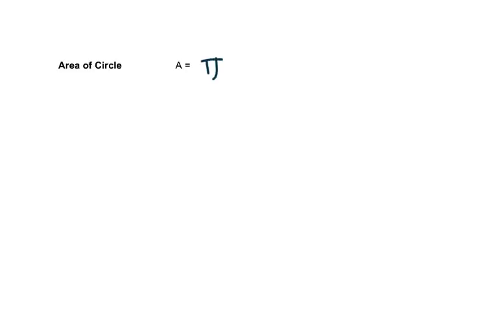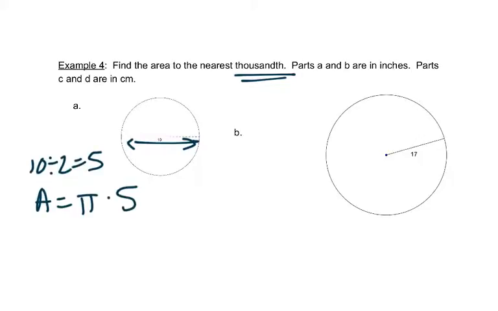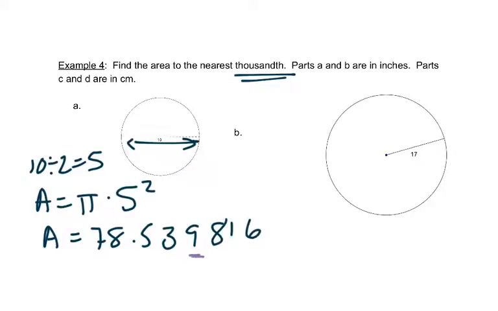Area of a circle is pi times r squared. So we have to have the radius, and then we square it and multiply by pi. So here we're going to round to the nearest thousandth. Notice that the 10 is all the way across the circle, so we're going to divide it by 2 before we start. So then we have pi times my radius squared, and you can type that into your calculator all at once. And we get 78.539816.